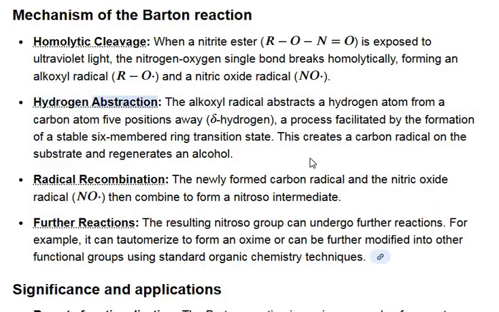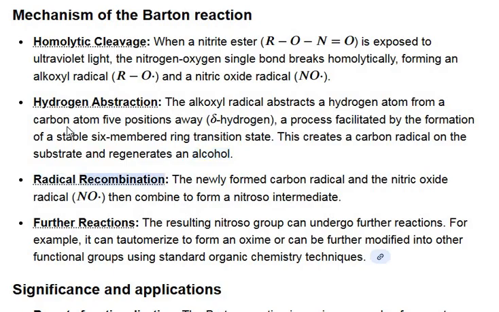2. Hydrogen abstraction. The alkoxyl radical abstracts a hydrogen atom from a carbon atom 5 positions away, the delta hydrogen, a process facilitated by the formation of a stable 6-membered ring transition state. This creates a carbon radical on the substrate and regenerates an alcohol.